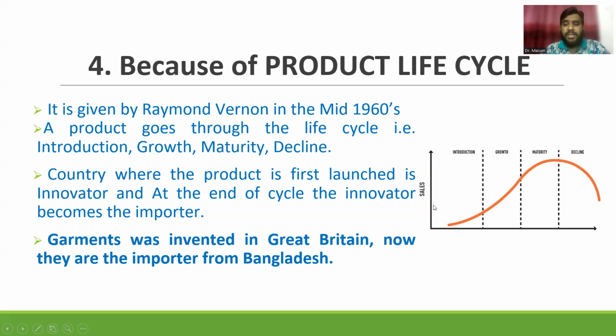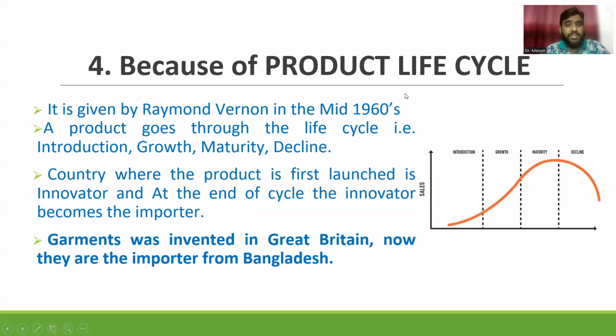Now they are not producing garments, rather they are buying garments from Bangladesh. So the country where the product is first launched is the innovator, and at the end of the cycle, the innovator becomes the importer. So Great Britain is the importer now.